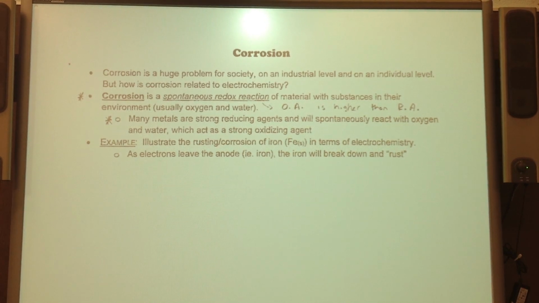We have corrosion when we have an acid. We have corrosion when we have a base. But typically we see corrosion when we have oxygen and a metal. Corrosion is spontaneous, which means that it's going to happen. It doesn't require any energy input. So the oxidizing agent is always going to be higher than the reducing agent.